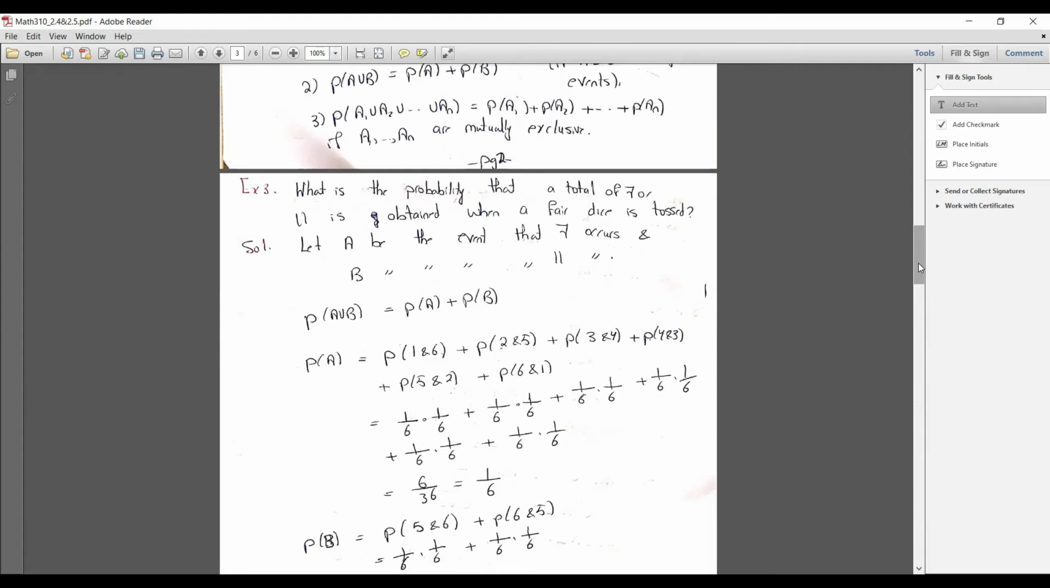So we have 6 faces in a die. Each face has the same probability, which is 1 over 6. By the way, guys, here we have 2 fair dice, okay? 2 fair dice. It means that we are tossing 2 dice.